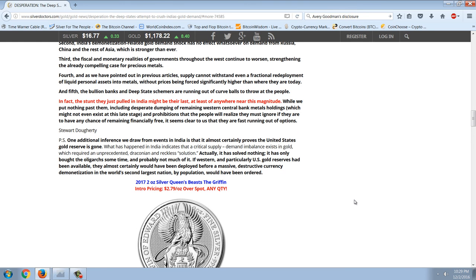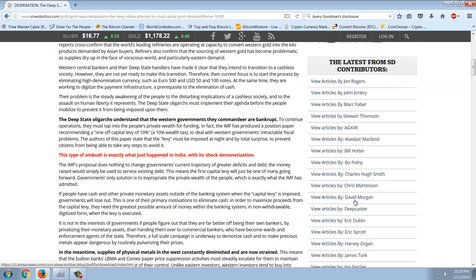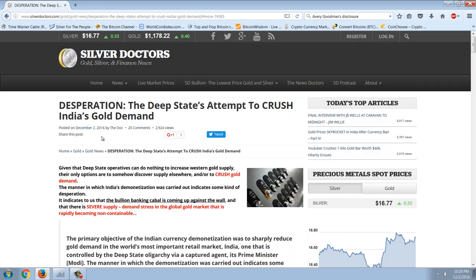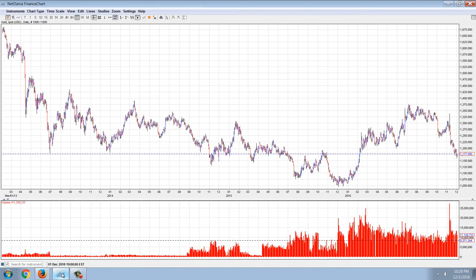So, fantastic article by Stephen Doherty on Silver Doctors. I think he's onto something there. It looks like they're getting desperate. You can see the volume in all the currencies that happened exactly the same time that Trump was elected.